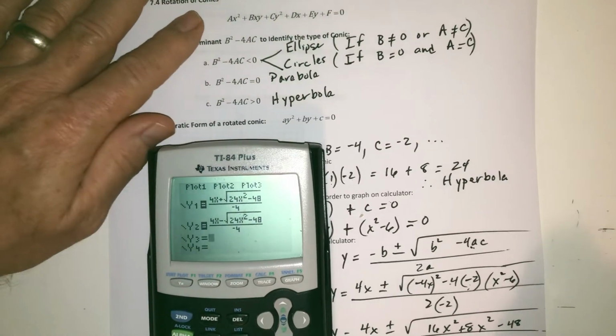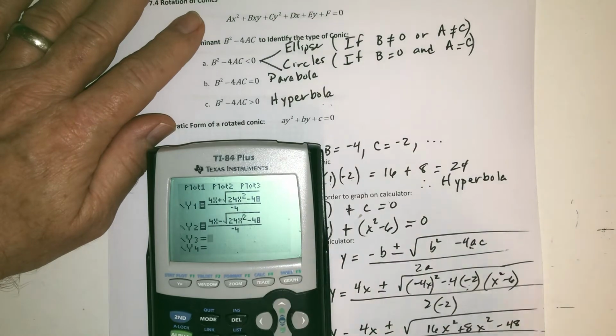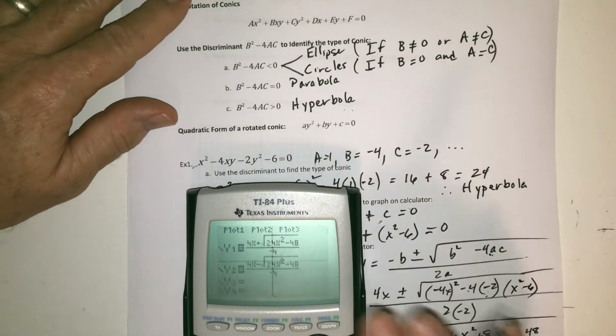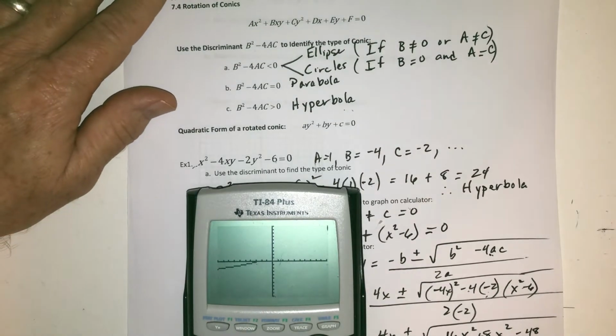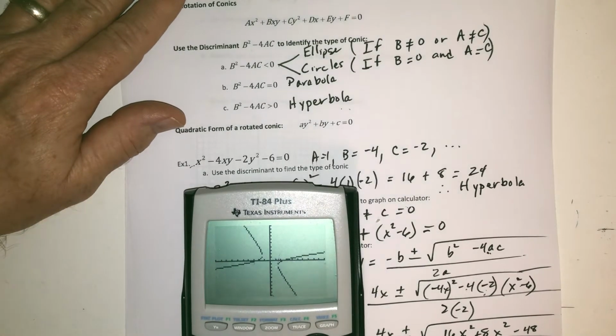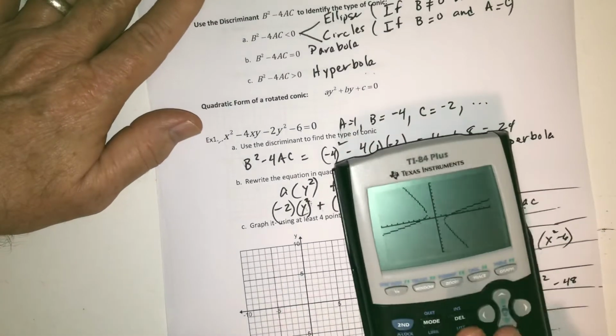Okay, and then when we hit graph, we're going to have a hyperbola right here that has been rotated. So we'll hit graph, and you'll see the hyperbola that has been rotated. Now, for some reason, I don't think Texas Instruments gets it to close off all the way, but there is the graph of that hyperbola. And if you want to put a few points on, you could.